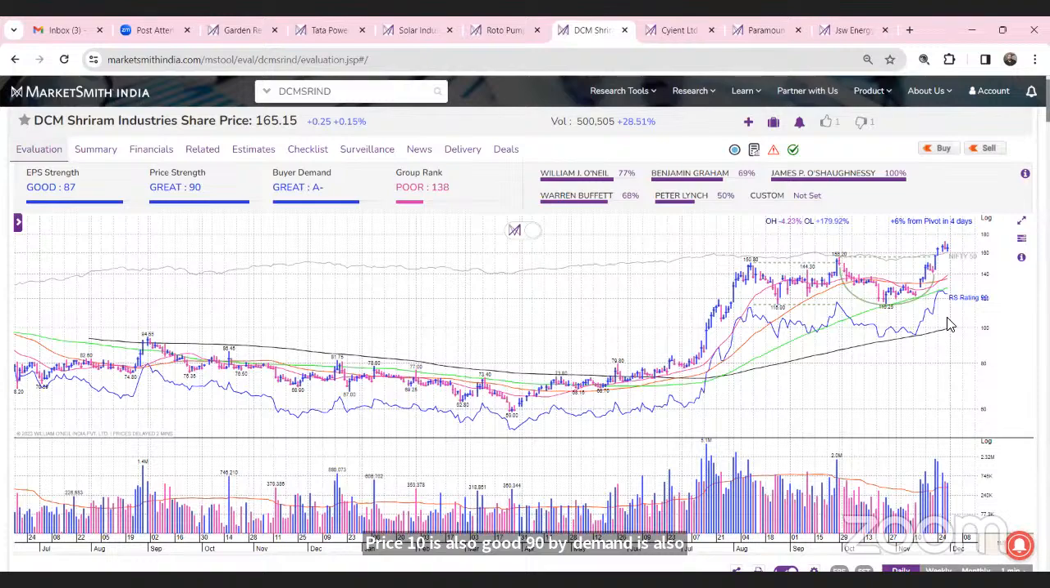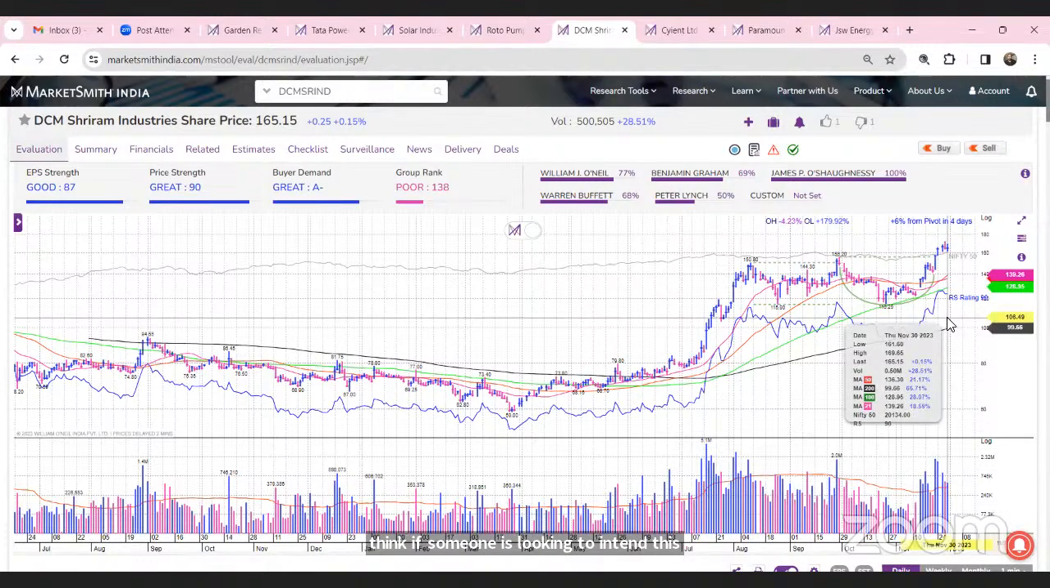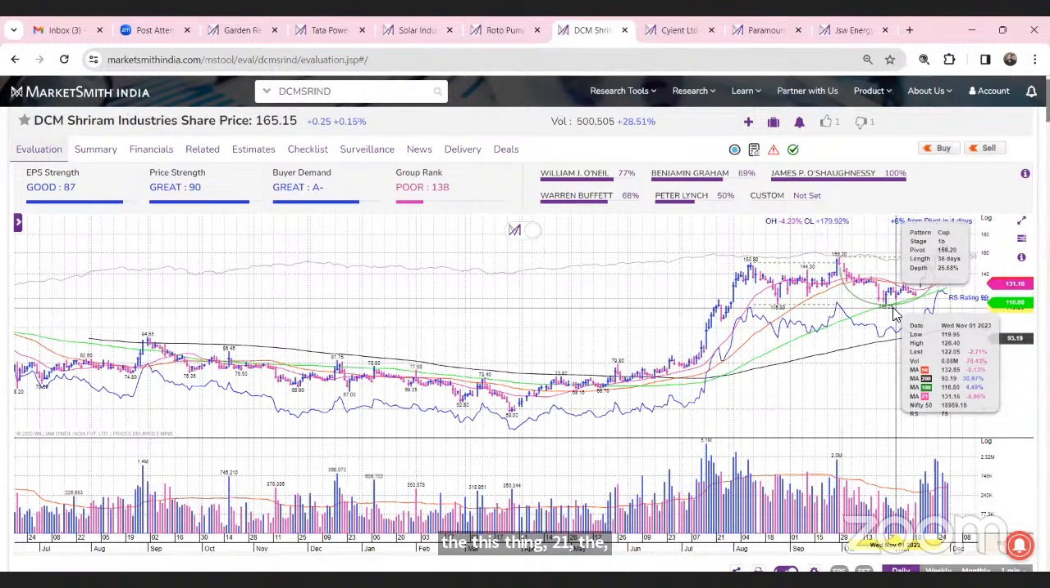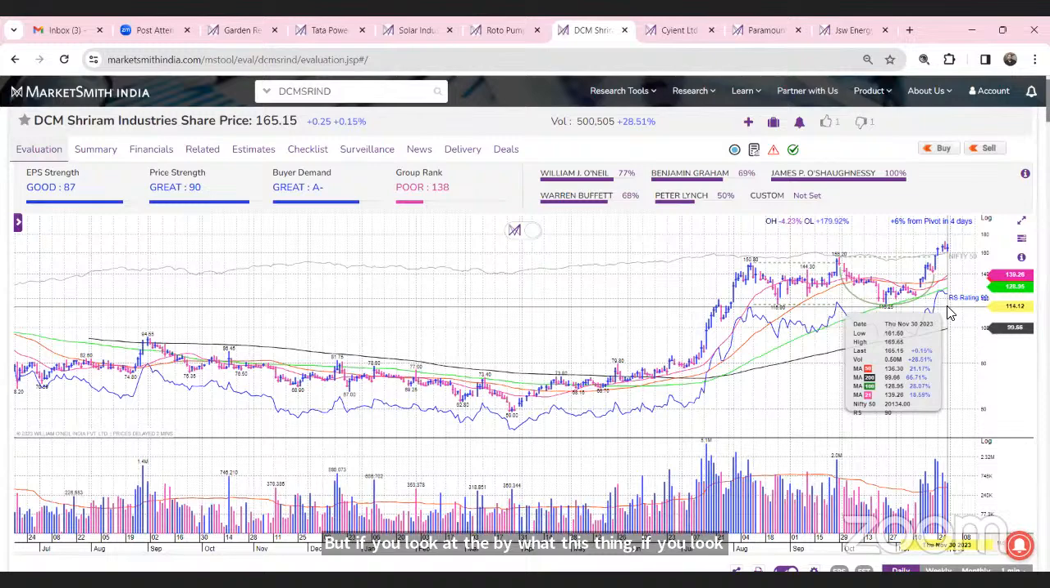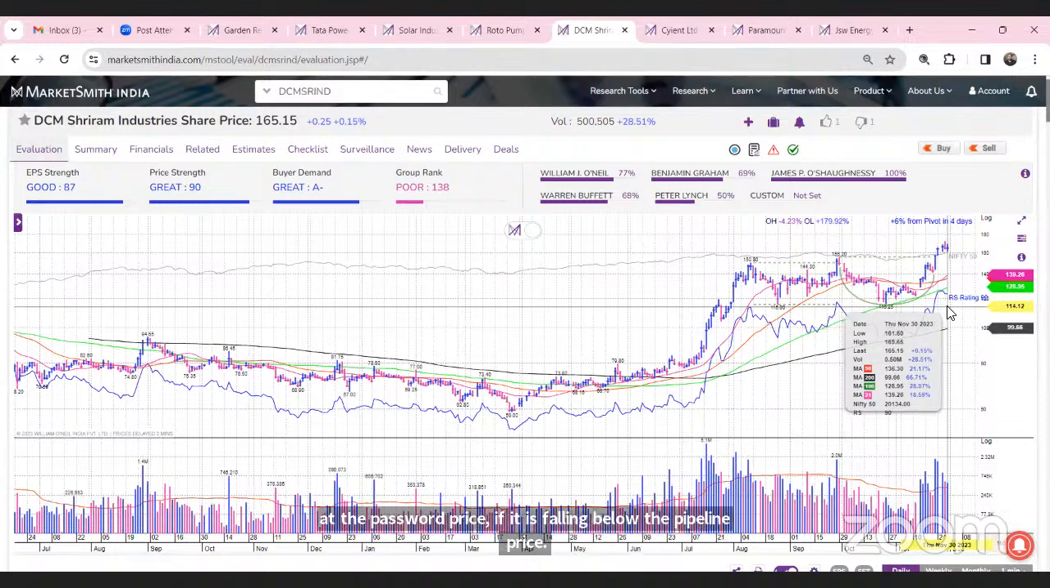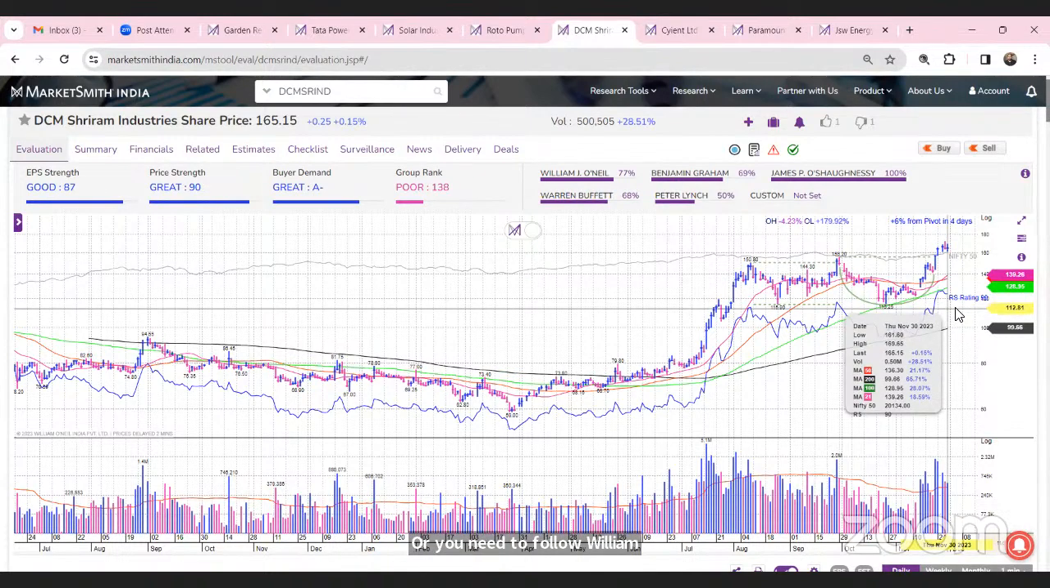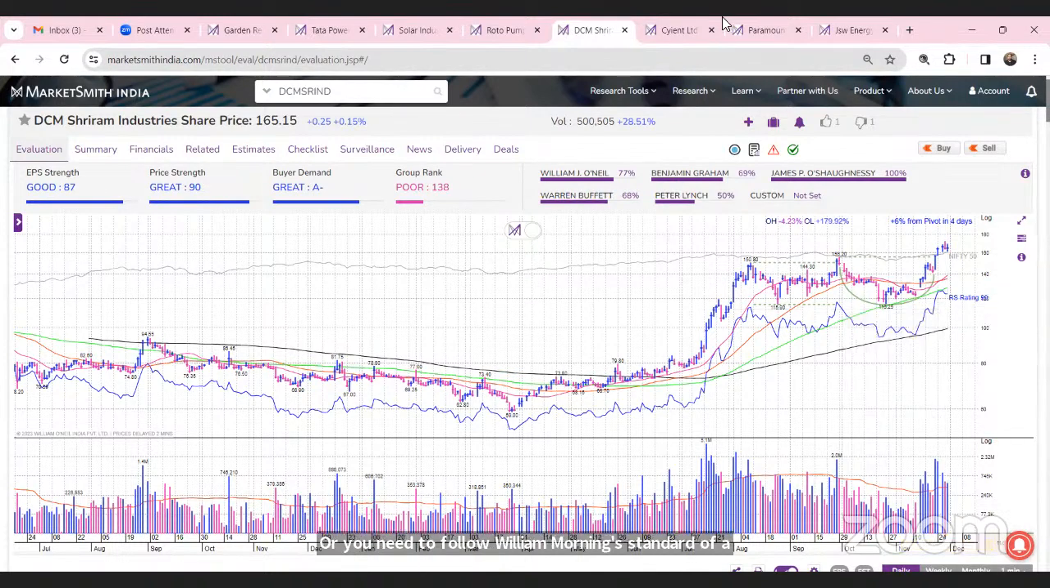So I think if someone is looking to enter this particular stock, then they can, but you have to manage your stop loss. If you look at the 21 DMA or 50 DMA, then that will be a problem for you. But if you look at the pivot price, if it falls below the pivot price, or you need to follow the William O'Neil strategy of a stop loss of at least 6 to 8% in this.